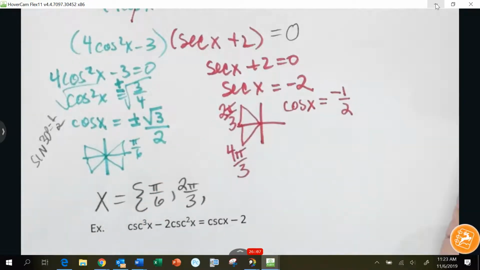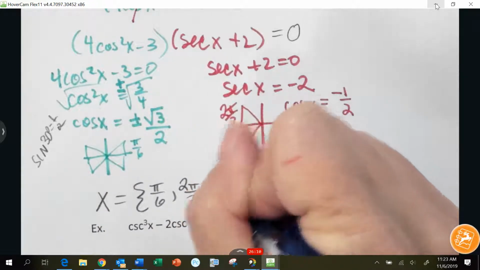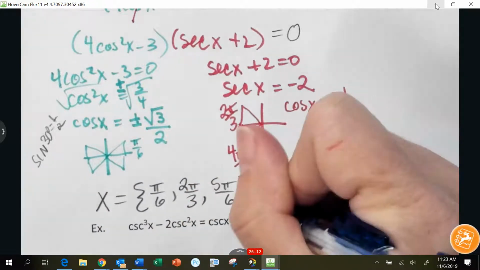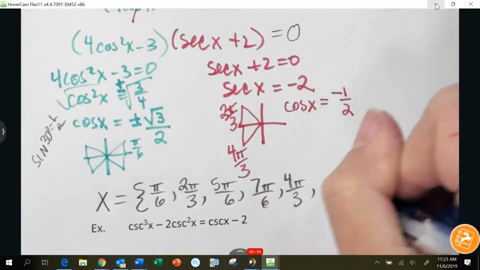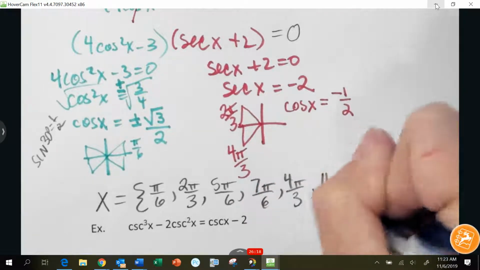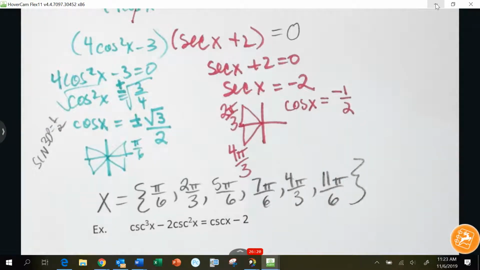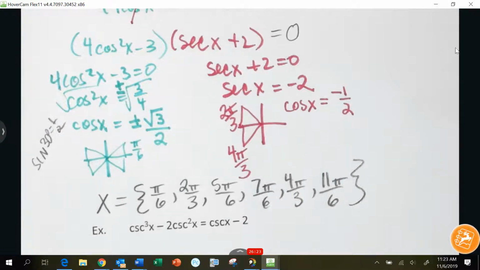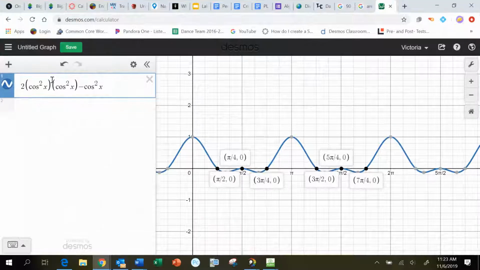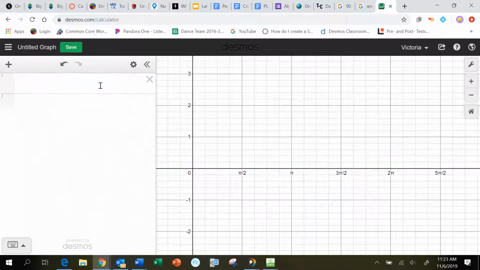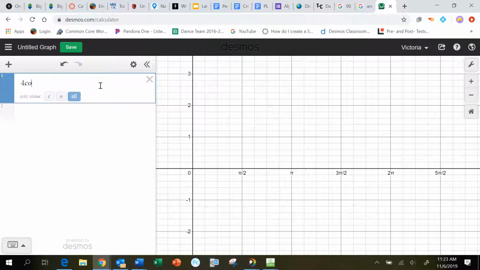Which means 5 pi over 6 is next. 7 pi over 6, 4 pi over 3, 11 pi over 6, end of bracket. Let's check that one. Should we check it? This one might be fun to look at. If you're not interested in looking at it, then just work on the next one. But I'm always curious to see what they look like because they're always so crazy looking.